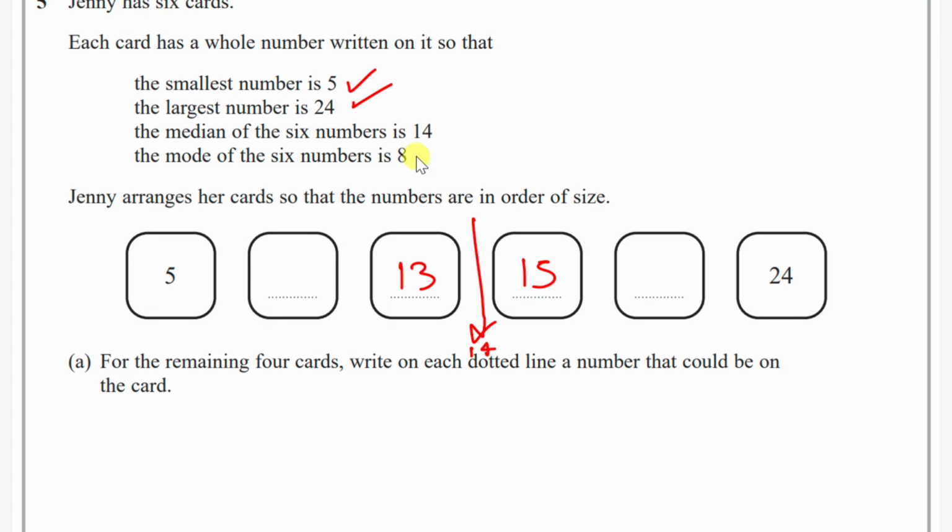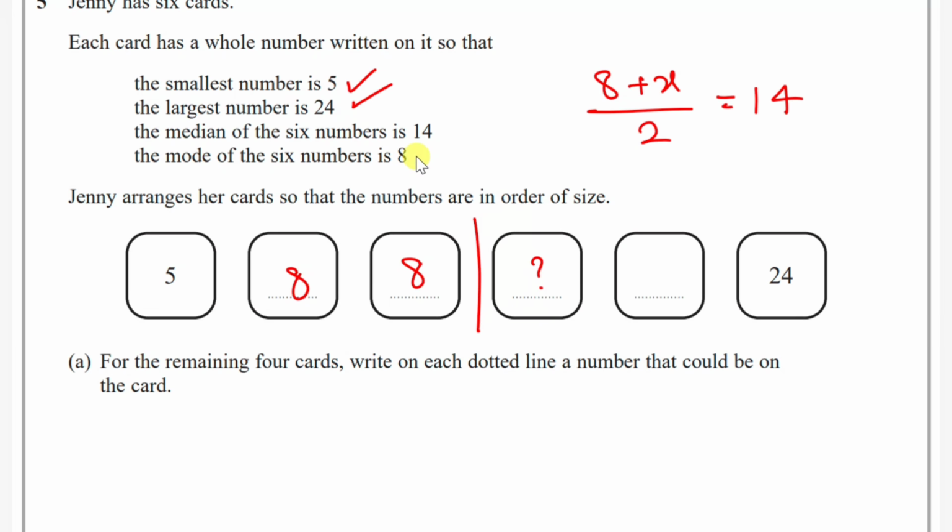So actually, going back one more step, just to be extra clear, if the mode is 8, that means these two have to be 8. It means 8 is the most common number. So there's going to be a number 8 plus something, and then you halve it, you should get 14 in the middle. So let's call this number x, yeah? So 8 plus x, and then you halve it, should give us 14. So let's work out x.